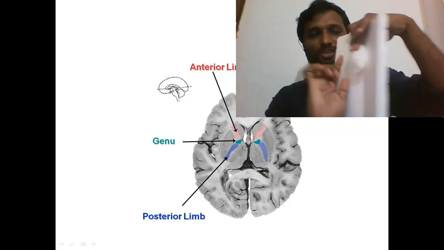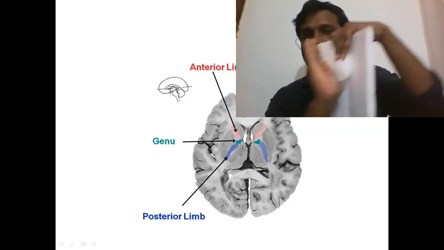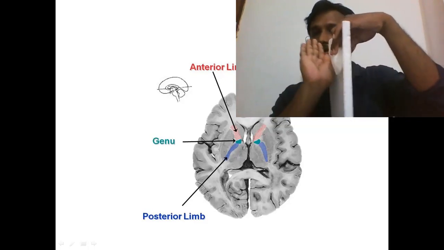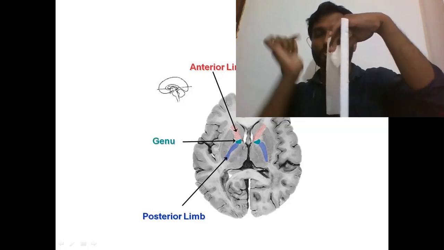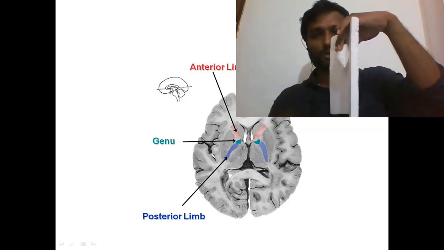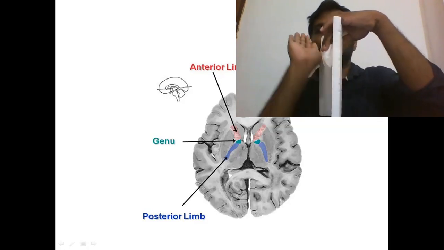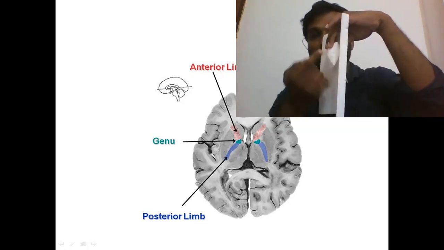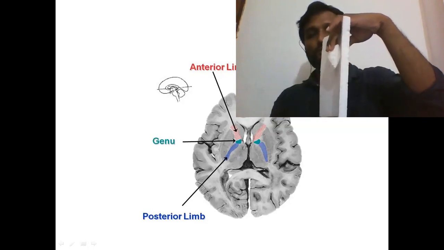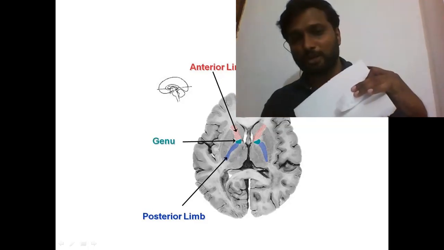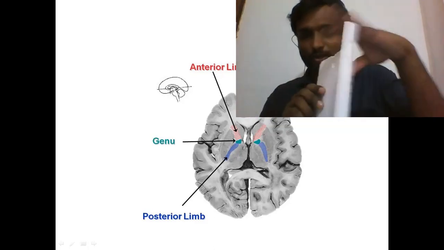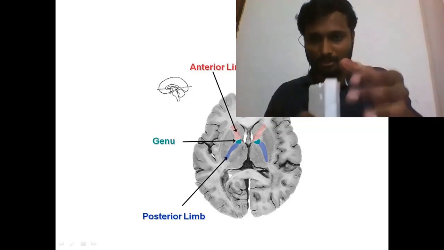Then some fibers are seen behind the lentiform nucleus. See, almost like this. They turn backward towards the occipital pole, meaning the visual cortex is located in the occipital lobe. Visual fibers are there. These fibers which run backward behind the lentiform nucleus are known as the retrolentiform part. So those are the five parts of the internal capsule. This is the internal capsule with the five parts.